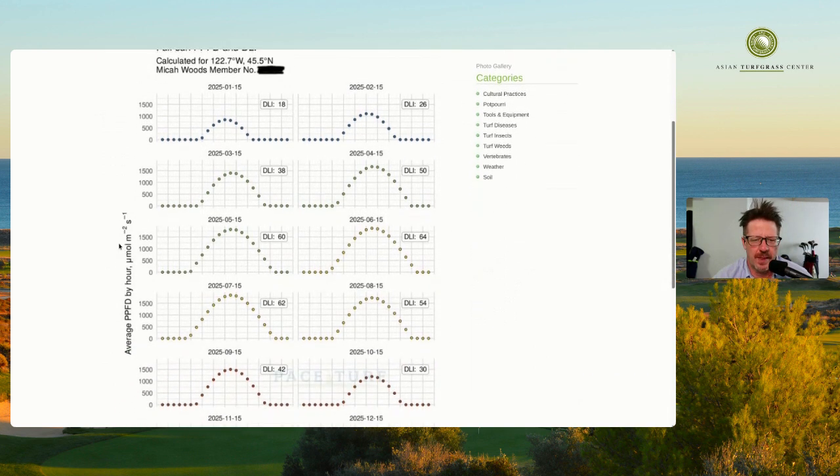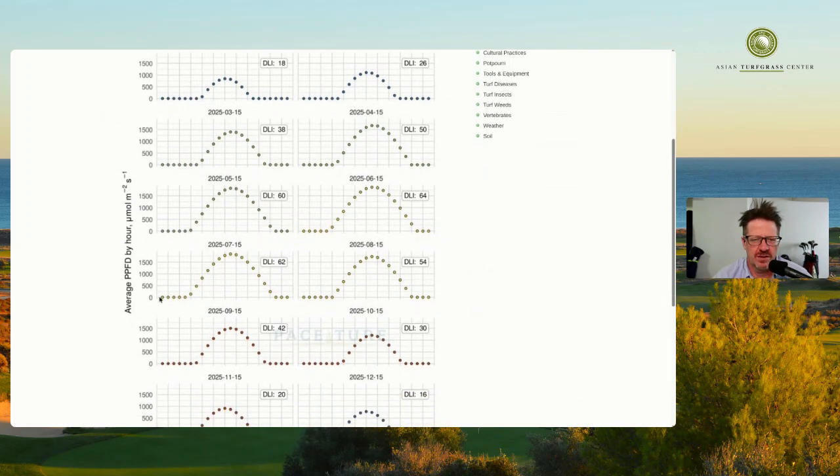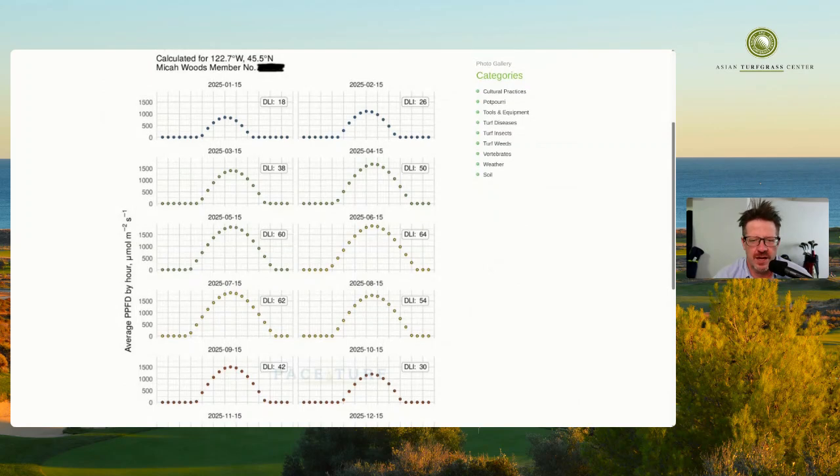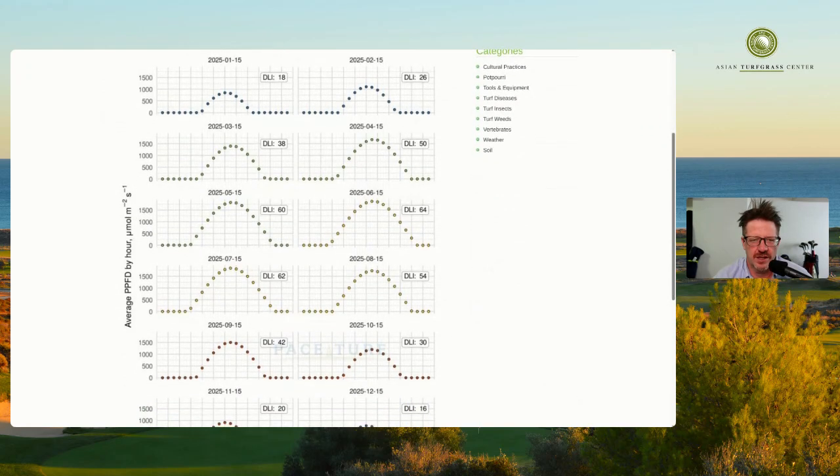So for example, I use my location of Portland, Oregon, and if we go to January, because the sun is so far south, our daily light integral would be 18, and compare that with July, when our daily light integral on a sunny day would be 62. So that's more than 3 times as much light in July as the grass would get in January. And that's on a sunny day in January, which is a lovely occasion when that happens in Portland.